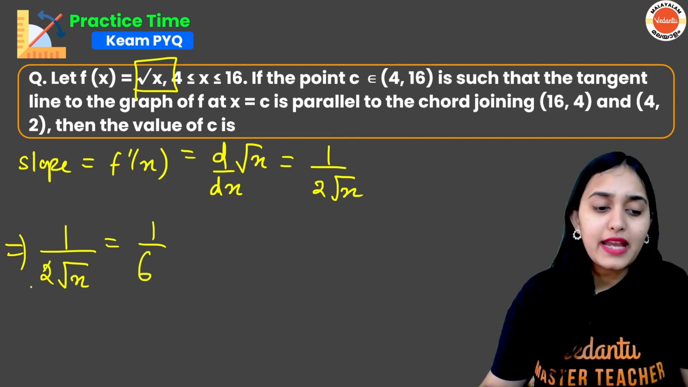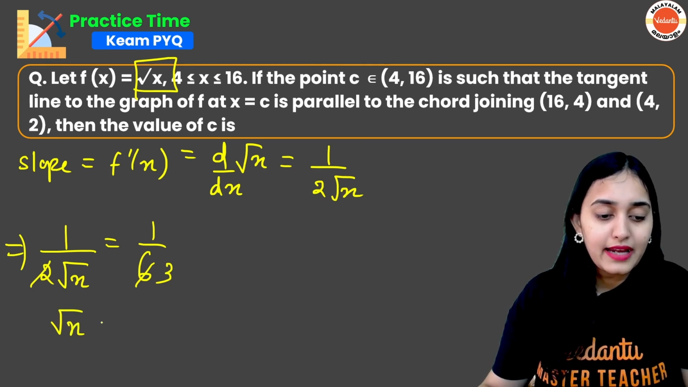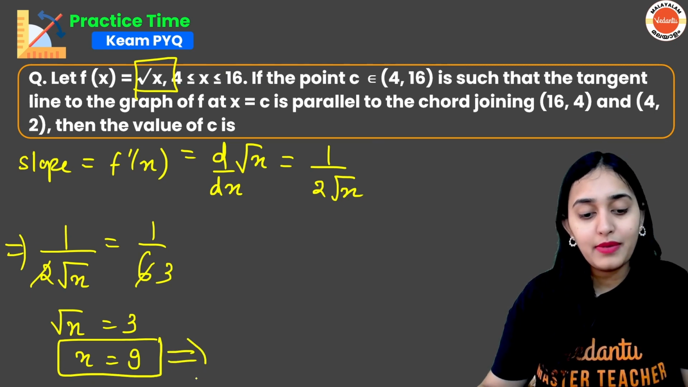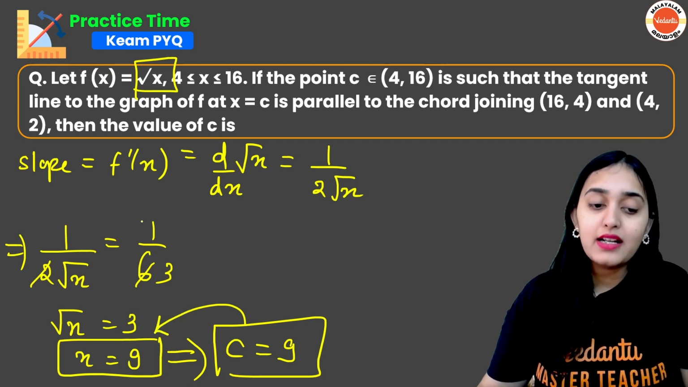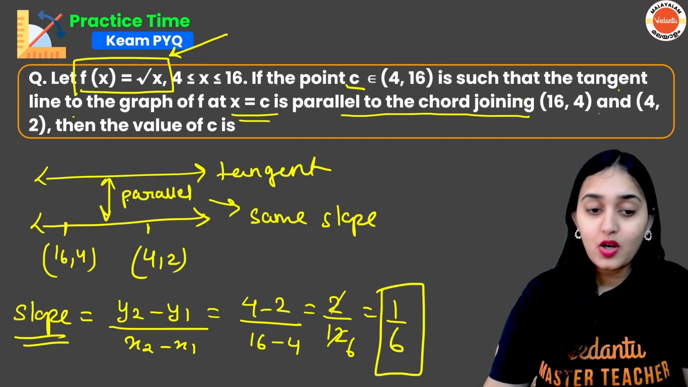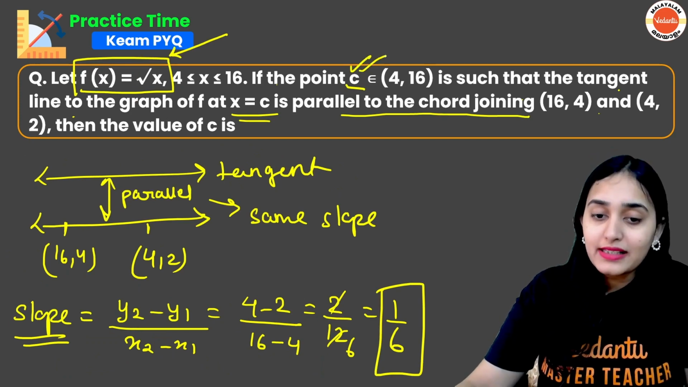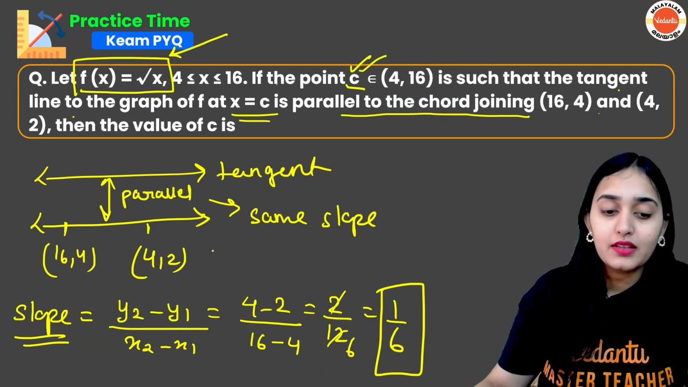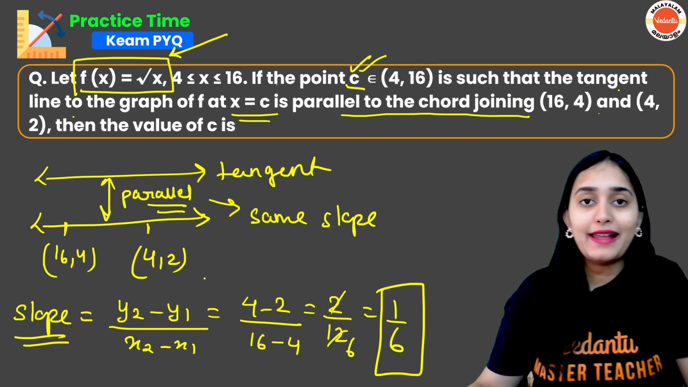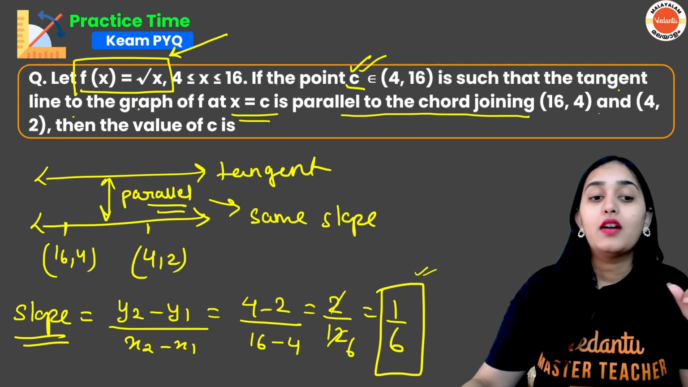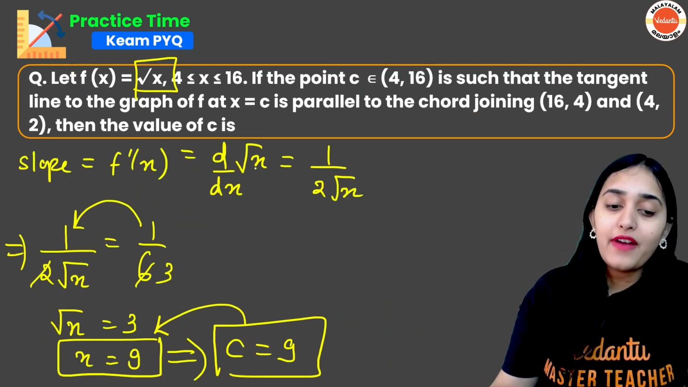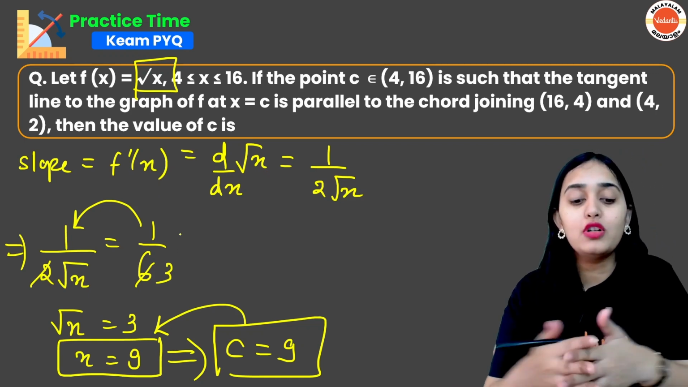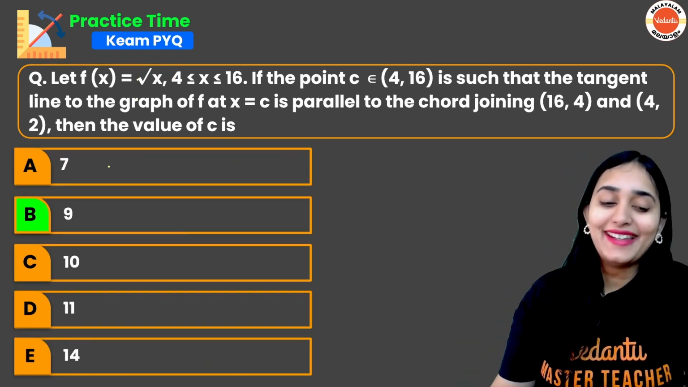So find out the value of root x. 2 3s are 6. Root x is equal to 3. So x is equal to 3 3s are 9. So this implies that C is equal to 9. Why? Because at this point, slope is 1 by 6. Because in the question they are saying, at point C, the slope is parallel to this. Parallel to this means 1 by 6. How you will find slope of root x? f dash of x. So first we find f dash of x, then we find slope, then we equate both to get the value of C. So your answer is 9.